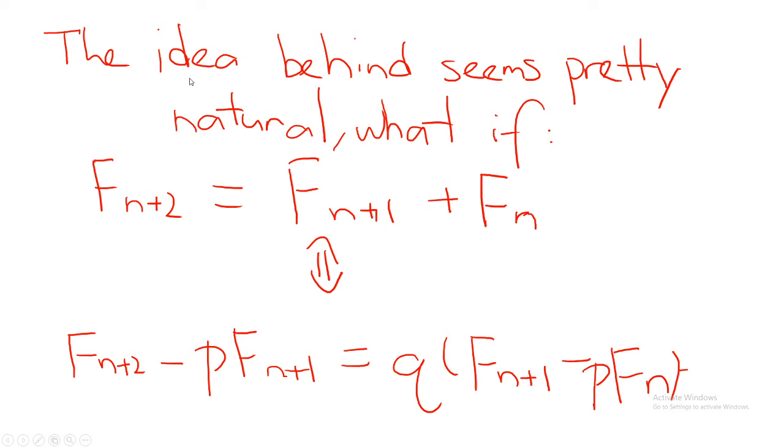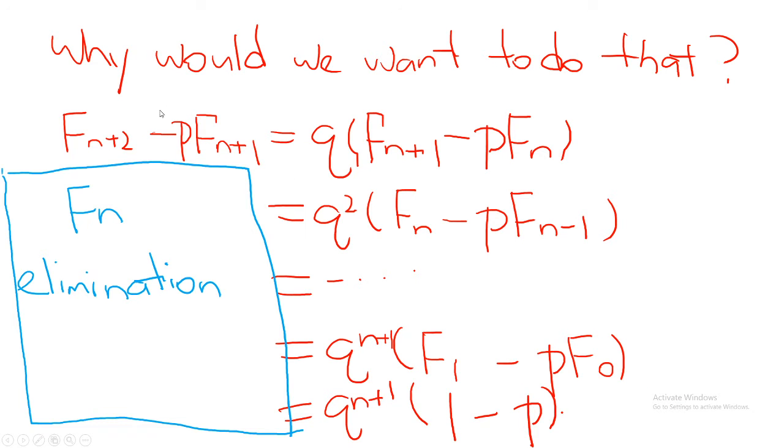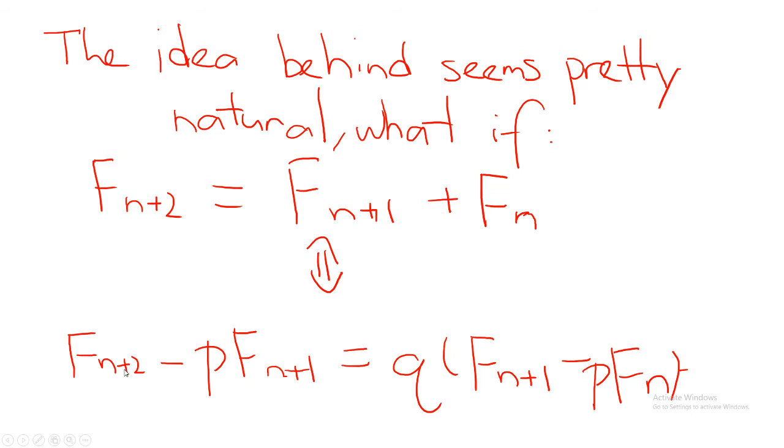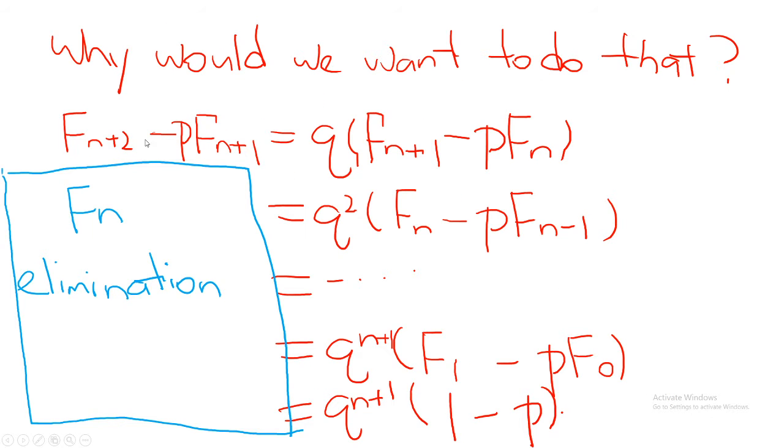The idea behind this deduction seems pretty natural and simple. What if we can turn this into this, and these two equations are identical? If fn plus 2 minus p times fn plus 1 equals q times fn plus 1 minus p times fn, then we can deduce this step by step.